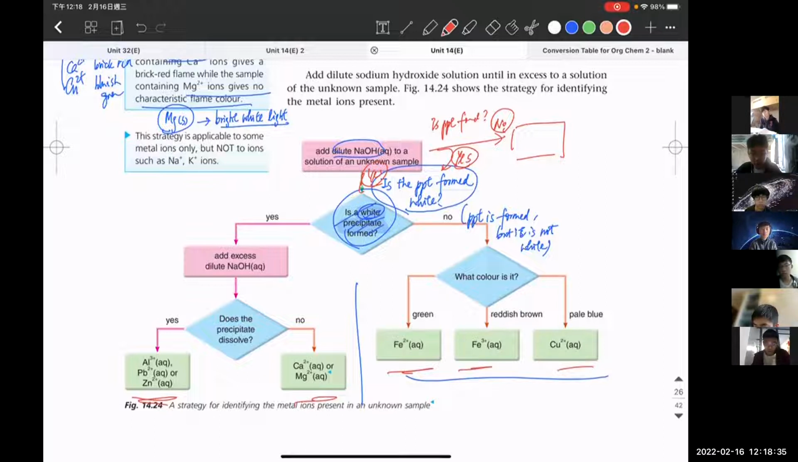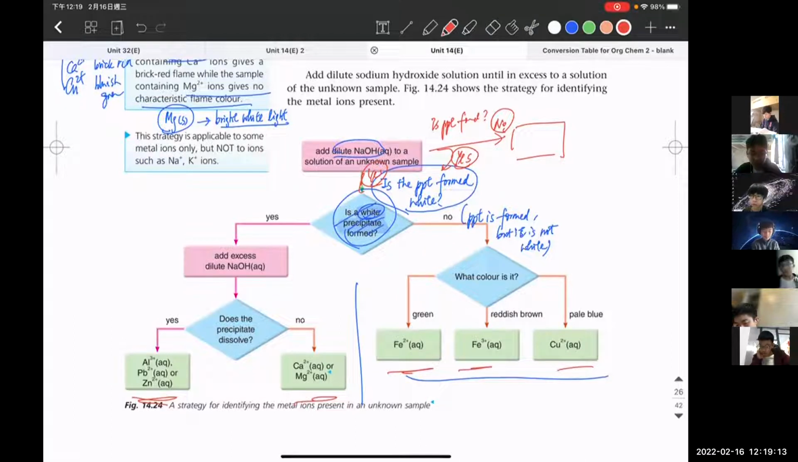Because for the first sentence, for the question, it is already problematic. The first question it asks is: is the precipitate formed white? So what is the hidden message? The hidden message is, whatever chemicals it is, when I add dilute NaOH, the PPT must form. Is it universally true? Do you understand? So what is that exception?